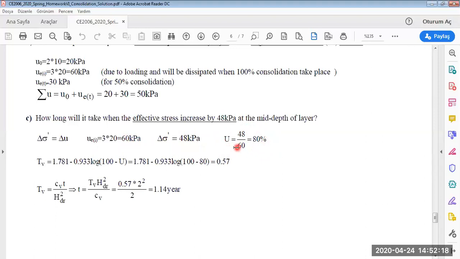It is 80% of the consolidation, and this U is bigger than 60%. So we can use this formula, and time factor for this degree of consolidation is calculated here. From here, we can calculate the required time for this effective stress increase for this situation. It is written here. This is the required time for the effective stress to increase by 48 kilopascal.